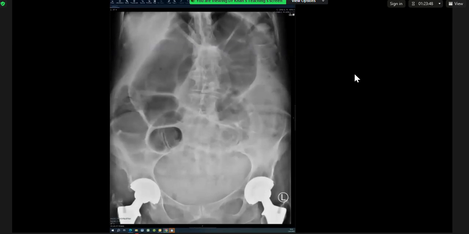I am presenting a plain X-ray front view of the abdomen. From the first instant, I can pick two abnormalities. The first thing is bilateral hip prosthesis. The second one is dilatation of the bowel. I can see that the bowel is dilated at the center of the abdomen and on the right side of the colon.